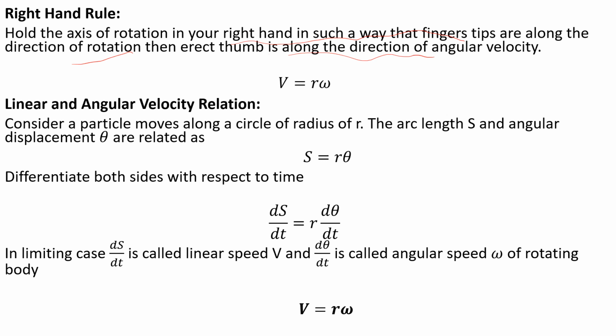Now we are going to see the linear and angular velocity relation. We are going to study this again in detail in the last topic of this chapter. Consider a particle moving along a circle of radius r. The arc length s and the angular displacement theta are related as s is equal to r theta, which we studied in the preceding slides. Differentiating both sides with respect to t, ds over dt is equal to r d theta over dt. In the limiting case, ds over dt is called the linear speed v and d theta over dt is called the angular speed, represented by omega, of the rotating body. So we have proved v is equal to r omega.